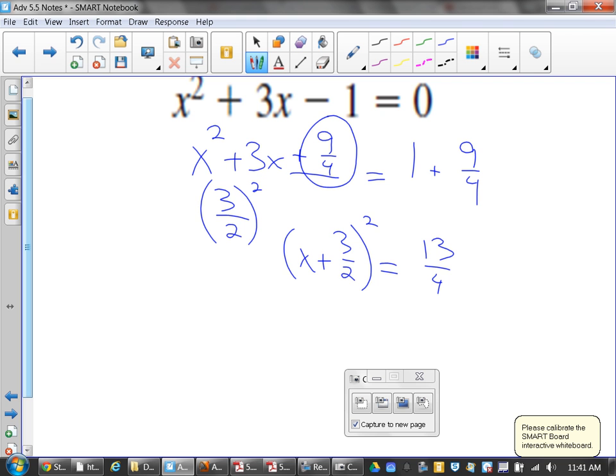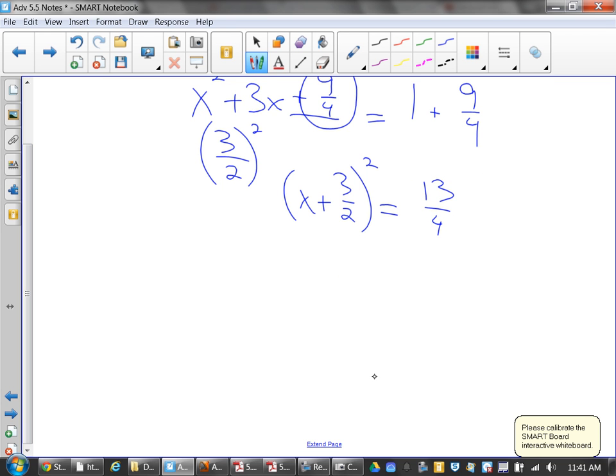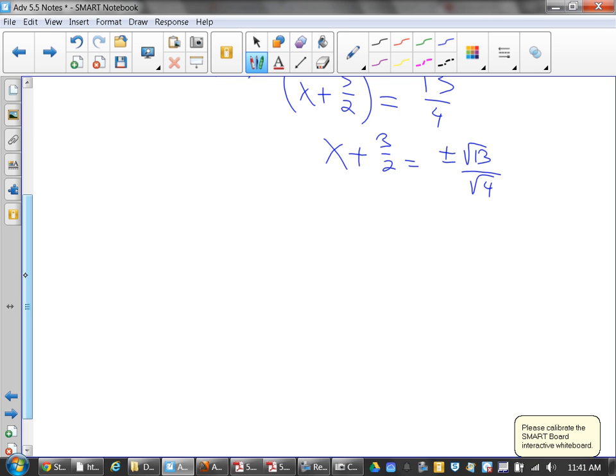Now at this point, what do we do? Square root it. Can I simplify either one of those square roots? Yes. What's the square root of 4? So I'm left with x is going to equal -3/2, because I just moved it over to the right, plus or minus root 13/2.